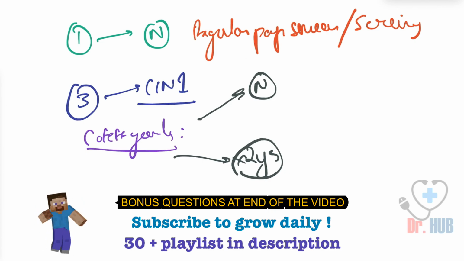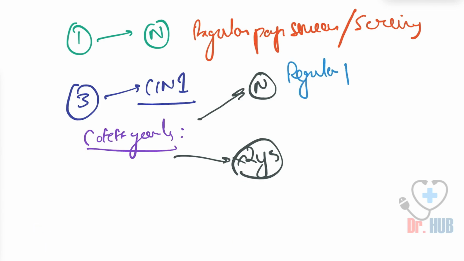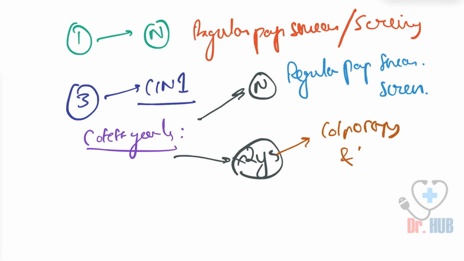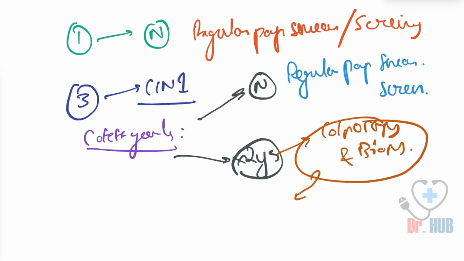In terms of normal, you do the regular pap smear screening. So what if it persists over 2 years? We do the colposcopy and the biopsy. Here there is cryoablation and also laser ablation.